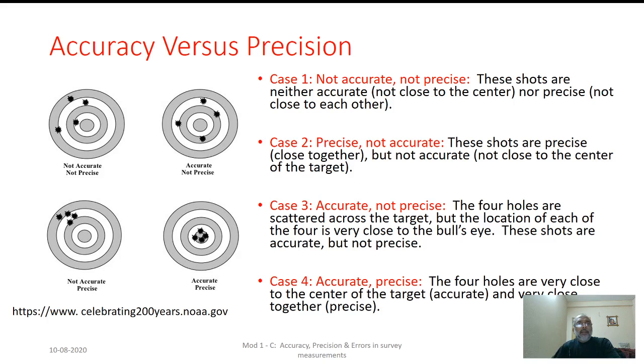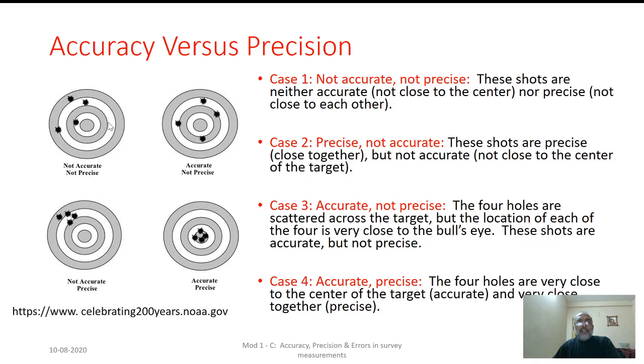Here, these shots are not close to the target, that is the bullseye, and as you see, these shots are also not very close to each other. As such, the set of observations is neither accurate nor precise.